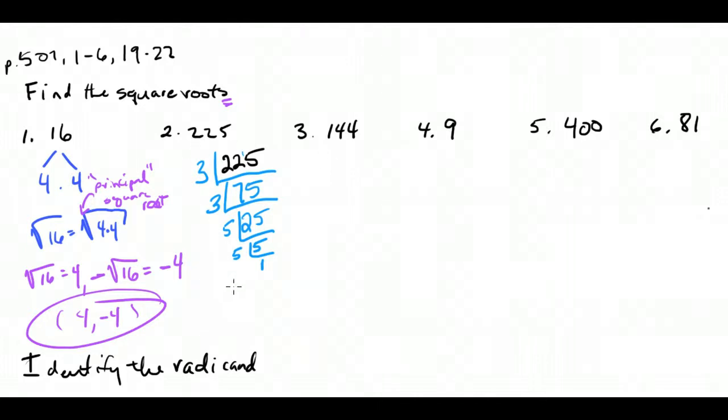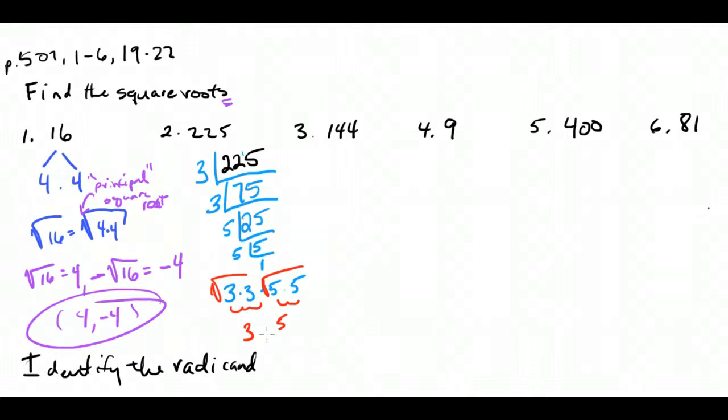So 225 is 3 times 3 times 5 times 5. And when we see that, we notice that this number here is a square, and the square root is 3. And this number here is also a square, and the square root is 5. If I were to take the square root of 3 times 3, the principal square root is 3. And the square root of 5 times 5 is 5.